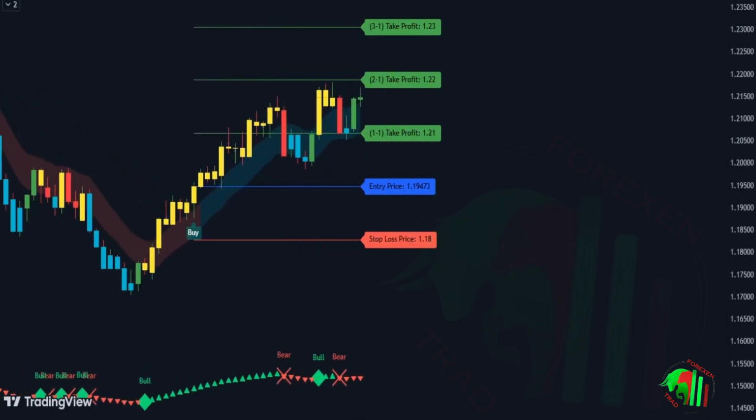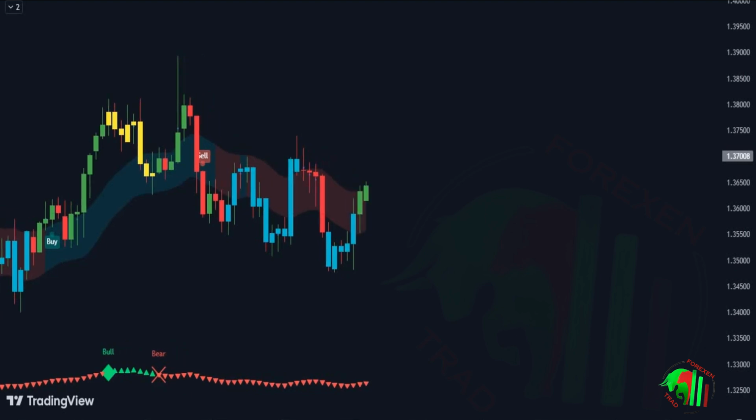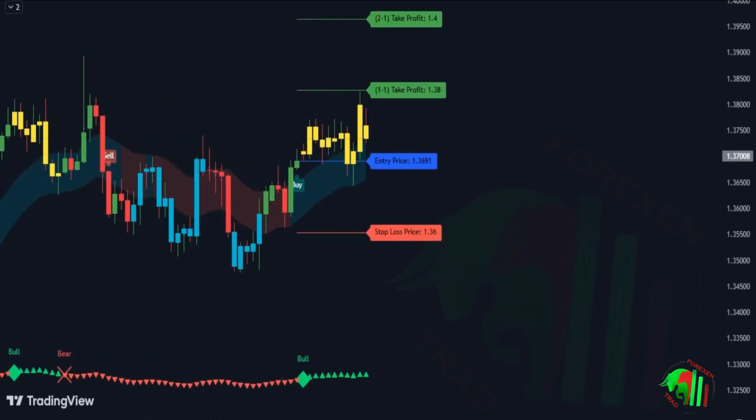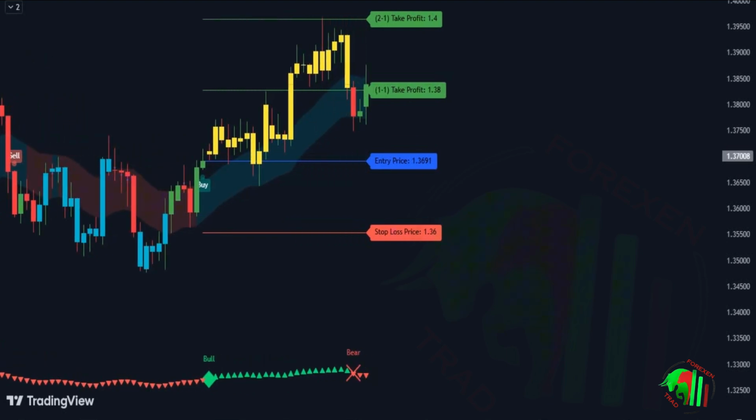I'll also show you a way to enhance this strategy. Many professional traders use similar methods because they add extra support, helping to achieve better results. Now let's talk about the tools we'll use in this strategy.